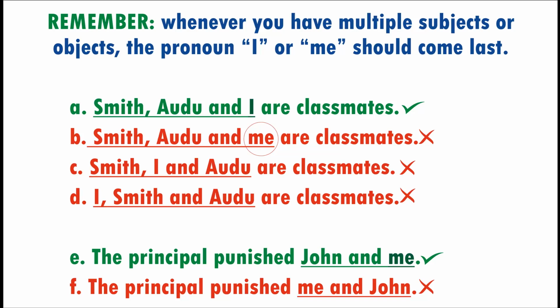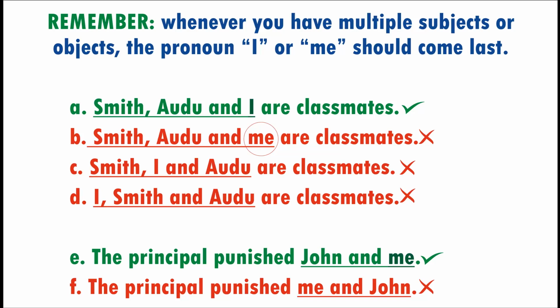Do not say this as well. Smith, I, and Audu are classmates. The reason is because I should not be in the middle. It should be at the end of the list. Example D is wrong as well.